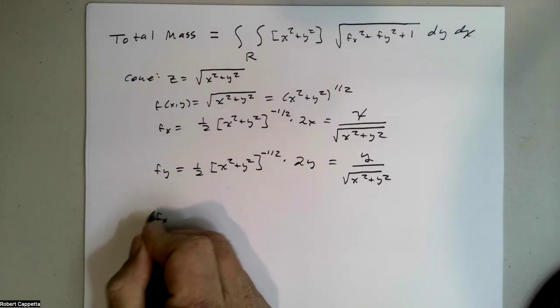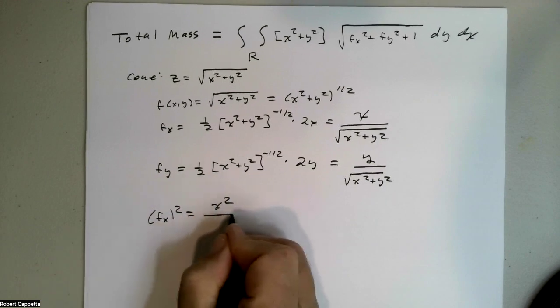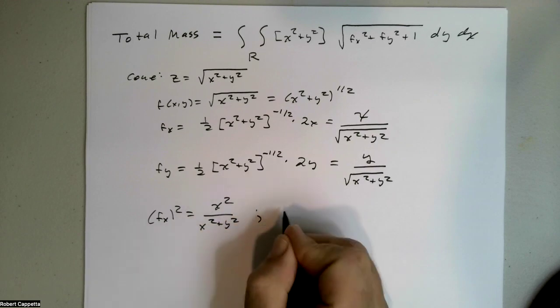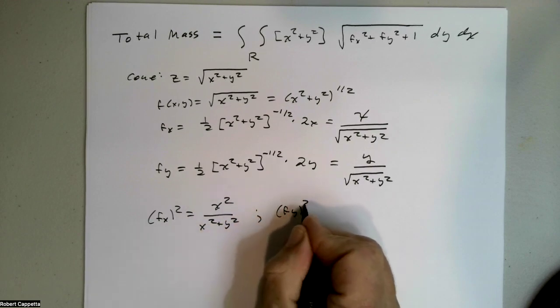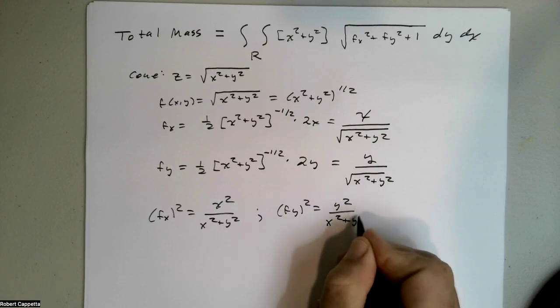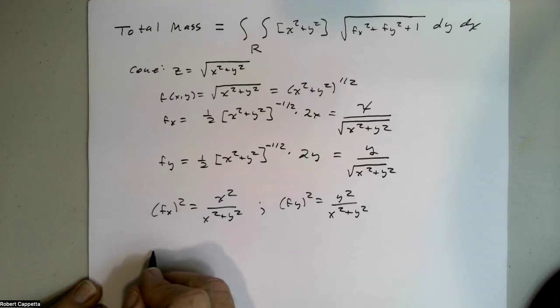So f sub x squared is x squared over x squared plus y squared. f sub y squared is y squared over x squared plus y squared. So now let's take a look at f sub x squared plus f sub y squared plus 1. What will that be?